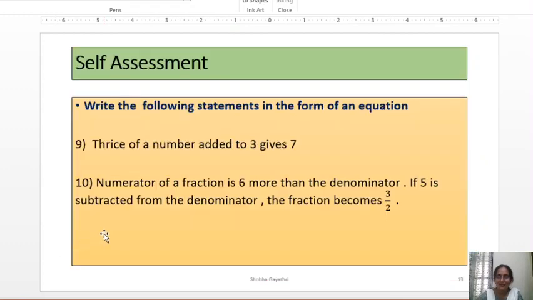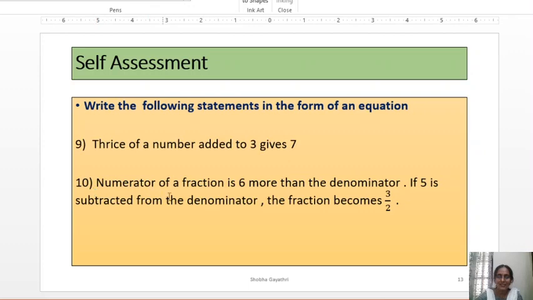Here there is a self-assessment question. You should be able to give the answer yourself. If you can't, watch the video again and try to find the answer on your own. Thrice of a number added to 3 gives 7. It's a very easy question. You can find out on your own.